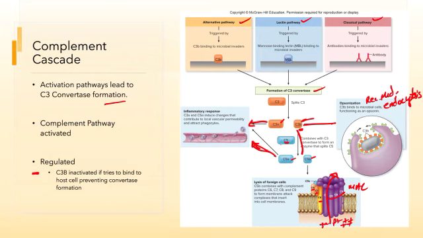A way that I like to remember which proteins do what: C3a, C5a, inflammation; C3b, C5b, bind. Okay, so the B's bind, the A's are part of inflammation. And that's just a fun little way to kind of remember which proteins in complement do what.